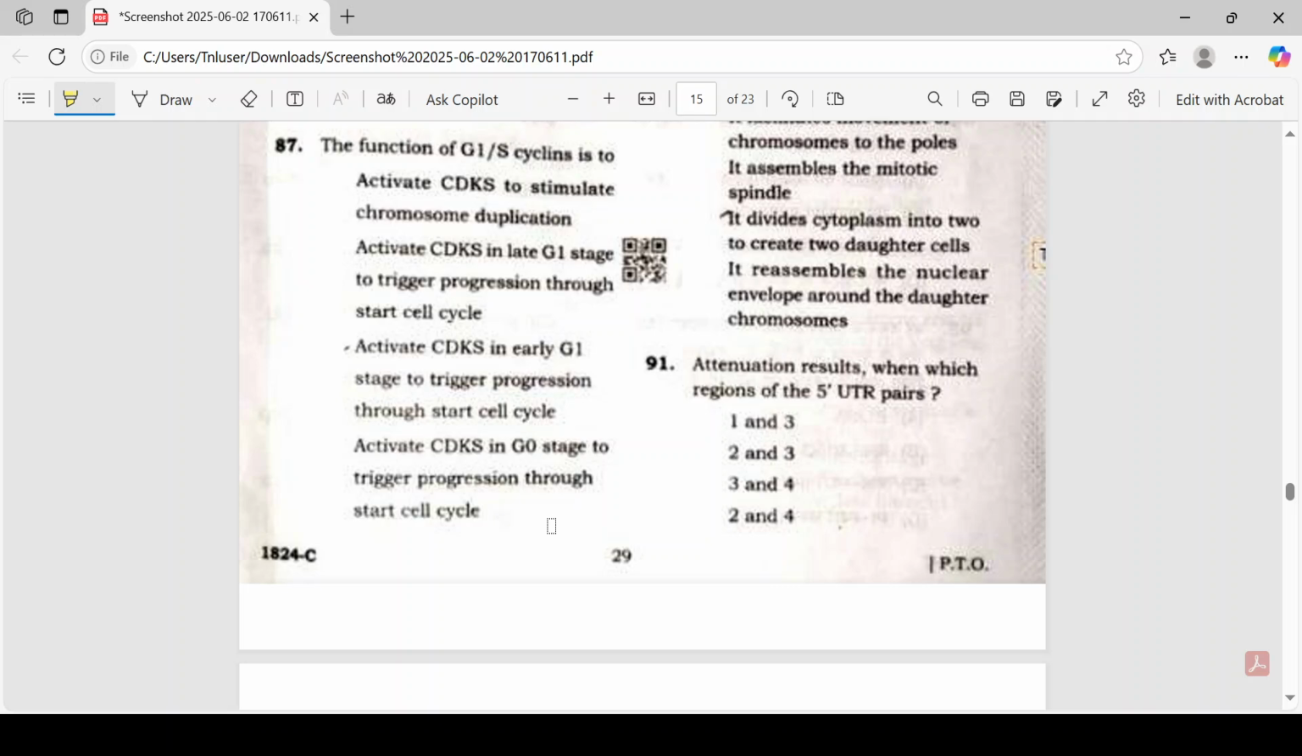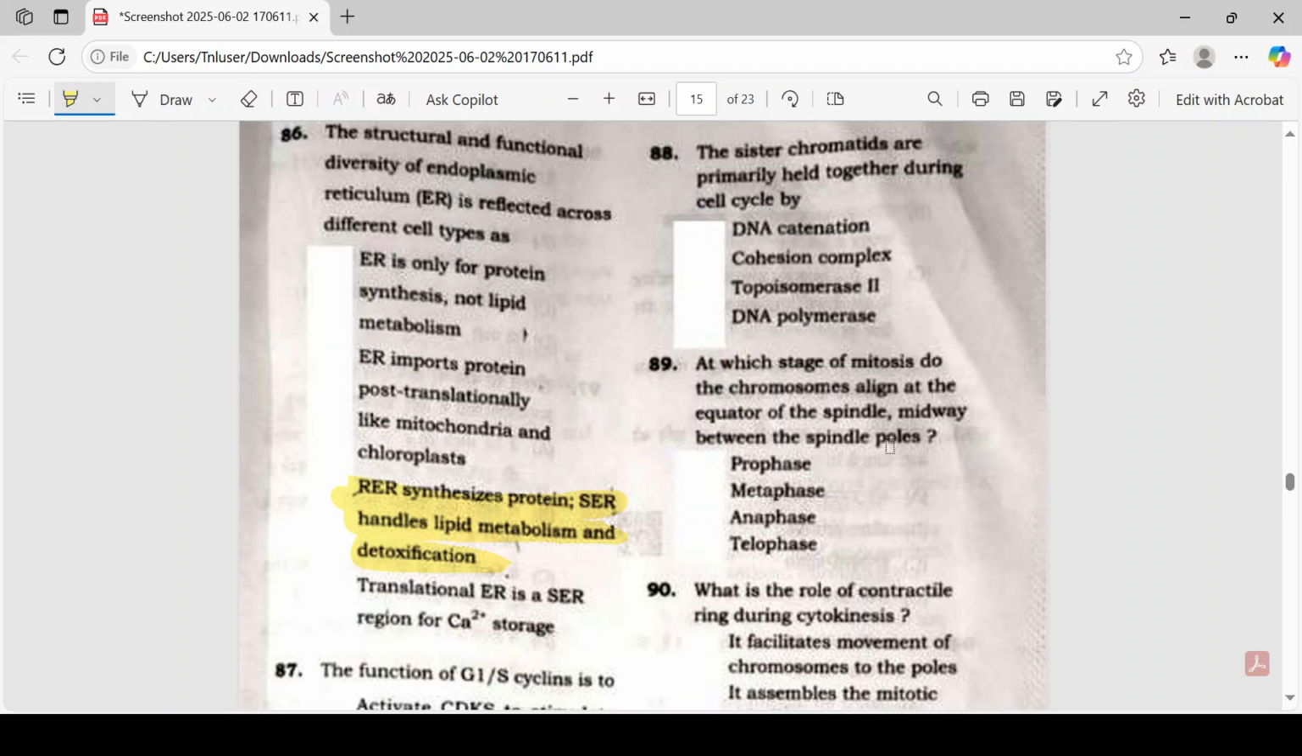Question 87, the function of G1/S cyclins is to activate CDKs to stimulate chromosome duplication. Sorry, the question was the function of G1/S cyclins is to. So then we have four options, and the correct answer to this question will be option number C, that is activate CDKs in early G1 stages to trigger progression through start cell cycle. Okay, so for 87, option C.